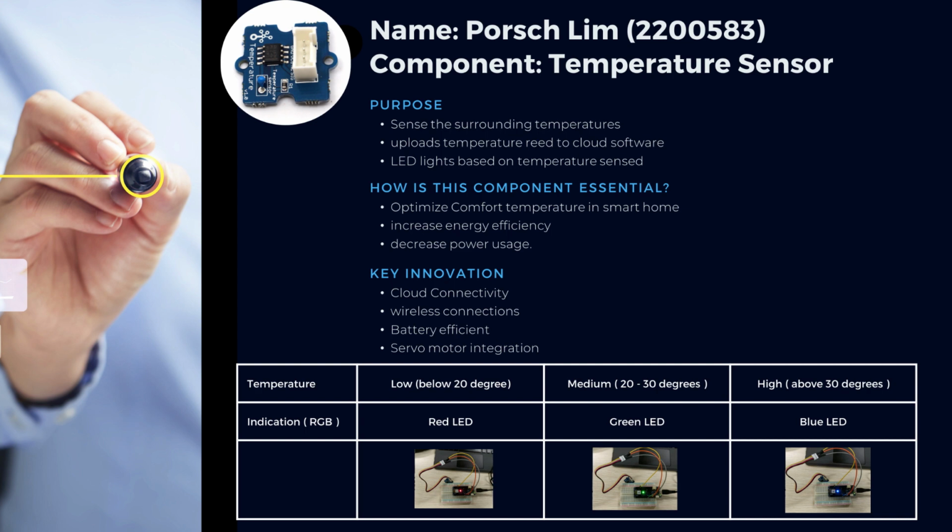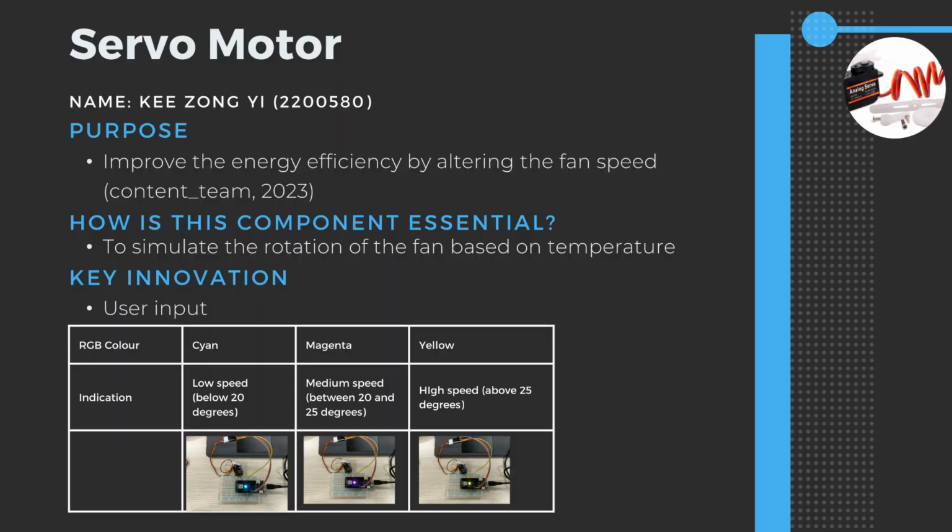And finally, a blue light would light up when the temperature goes beyond a certain number of degrees, indicating the surrounding is hot. The component that I am doing is the servo motor. The purpose of this servo motor is to simulate the alteration of the fan speed based on the surrounding temperature.